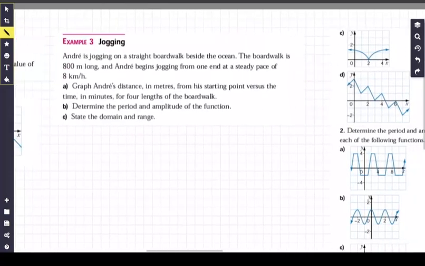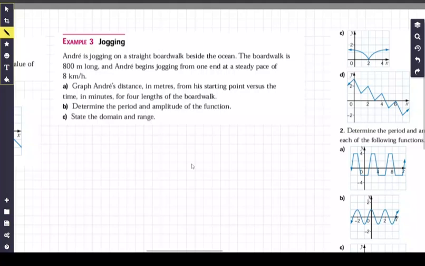Now we're going to try to do a word problem with this. Andre is jogging on a straight boardwalk beside the ocean. The boardwalk is 800 meters long, and Andre begins jogging from one end at a steady pace of 8 kilometers per hour. Graph Andre's distance in meters from his starting point versus time in minutes for length from the boardwalk. So let's understand what this question is asking: distance in meters from his starting point versus time.